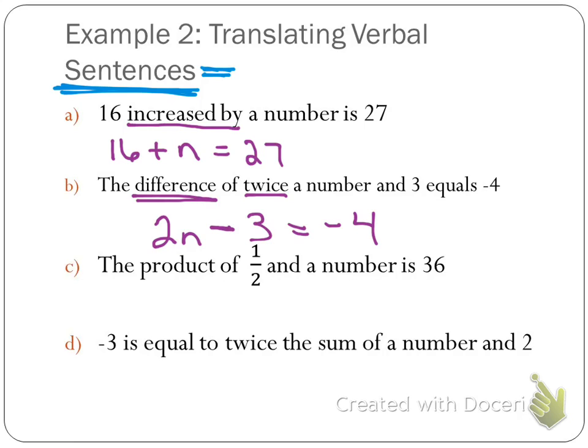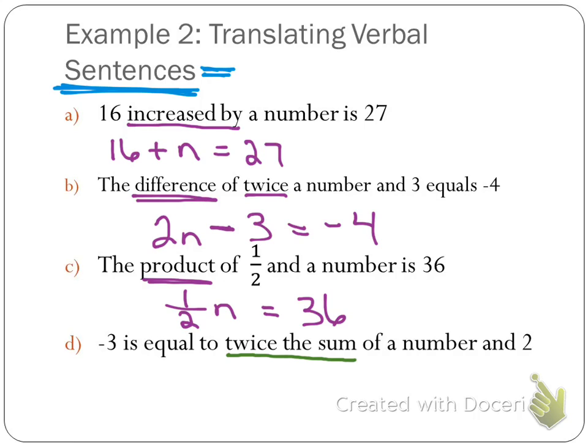Okay, what about C? What's my key word? Product of 1/2 and a number is 36. All right, now on D, I have some interesting wording in this one. And this is one that you're just going to have to be able to pick up on whenever you see it. It'll become more and more obvious the more practice you have. But here, we have the term "twice the sum." Do you see those operations back to back like that? "Twice the sum of." Anytime you see that, that means you're going to have parentheses.